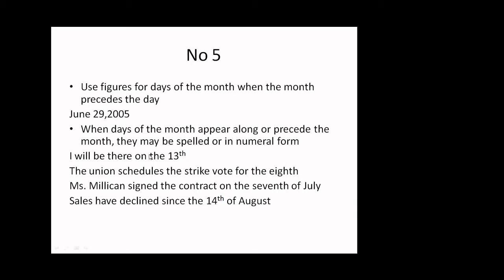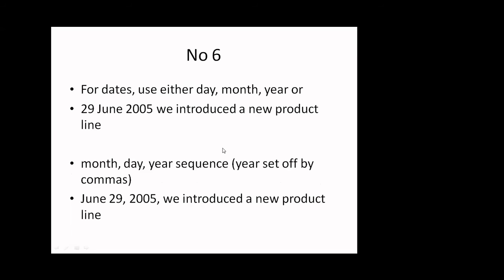So if the month doesn't come in these two places, it's your wish. They may be spelled or they may be in the numeral. So this is rule number 5. Next is rule number 6.